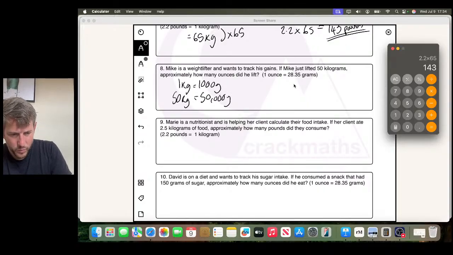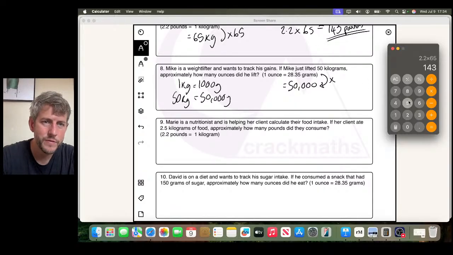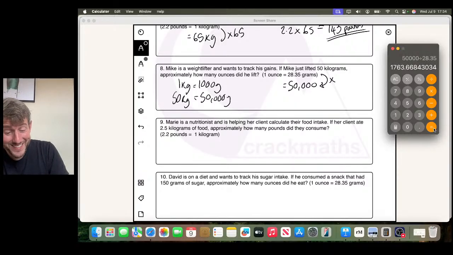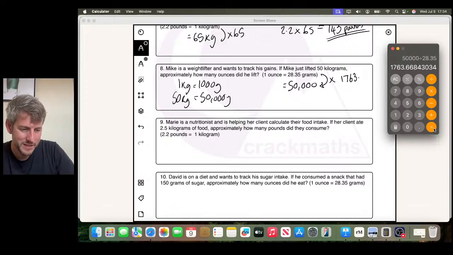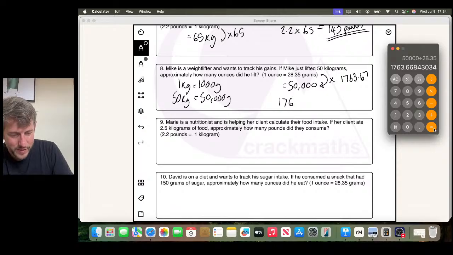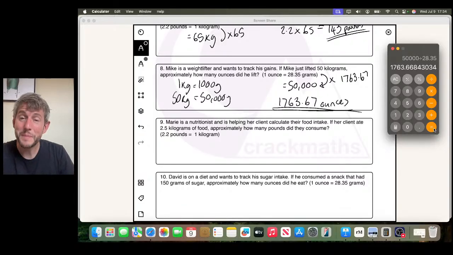So we need this to get to 50,000 grams. So 28.35 times what gets us to 50,000? Well, let's do 50,000 divided by 28.35. Here we go. I mean, it does sound impressive, if you tell people how much you lift in ounces. Here we go. So it's 17,000. No, it's 1,763.67 ounces. I don't know if anyone does that, but maybe it's useful.